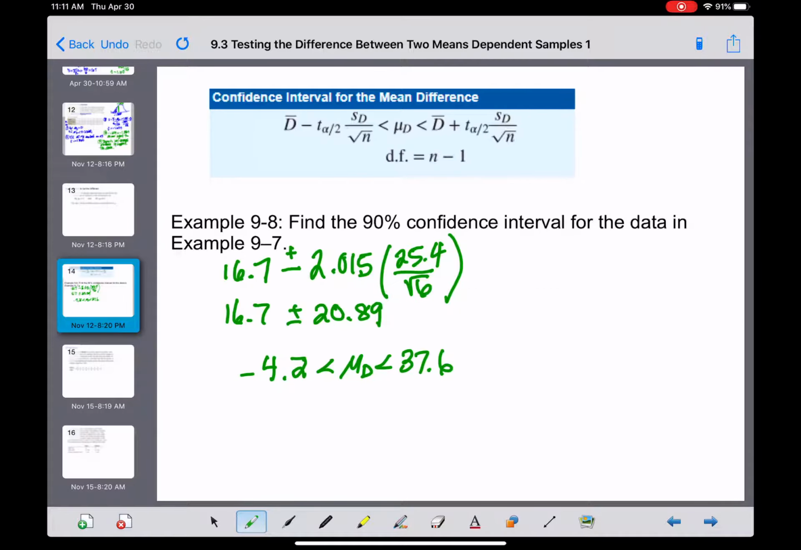And something just to review here, the more confident we are, so if we make it a 99% confidence interval, then the interval has to get bigger so that we can be more confident that it's in that interval. So you sacrifice something for making it bigger.